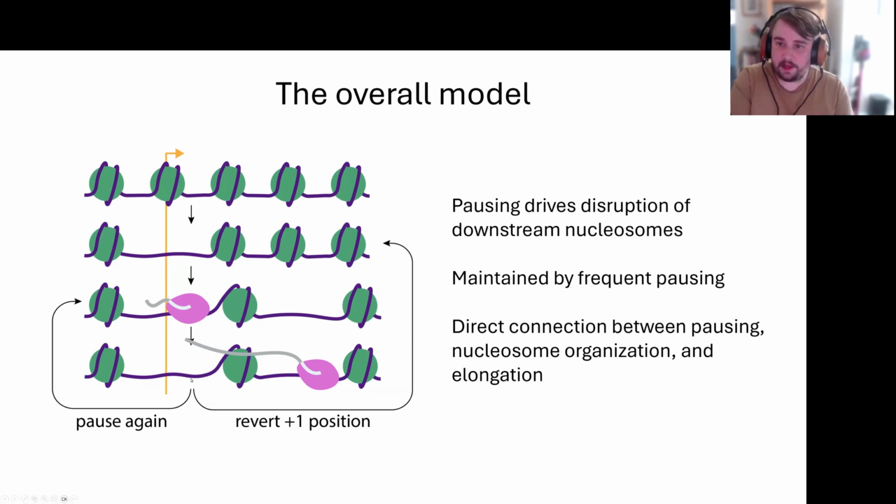And then either at highly paused genes, this will be maintained by repeated pausing, or at less paused genes, we'll observe it less frequently because we just won't have as much pausing. And this shows a direct connection between pausing, nucleosome organization, and elongation.